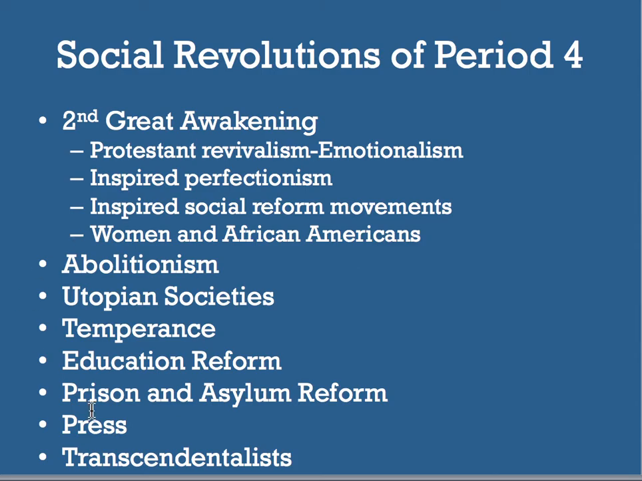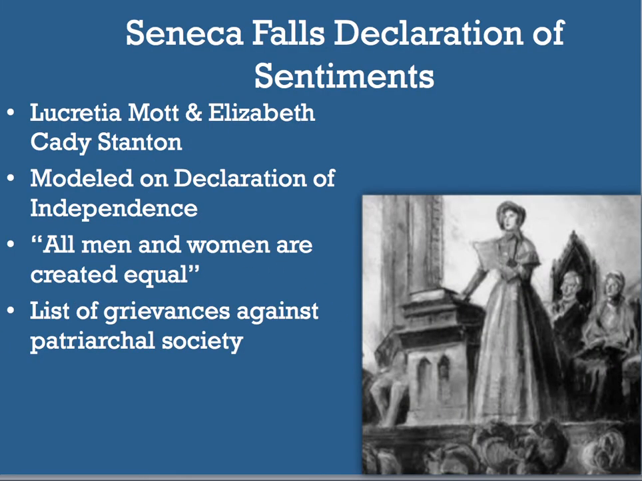So all of that really comes off of really two things. The first is the Second Great Awakening, and the second are the problems that have stemmed up from the Market Revolution. All of this is going to really come to its apex with the Seneca Falls Convention, in 1848, at the very tail end of Period 4, in which women hold a huge convention led by two names you should know, Lucretia Mott and Elizabeth Cady Stanton.